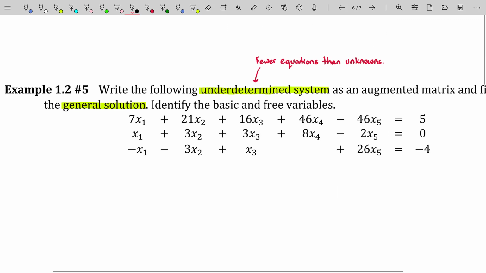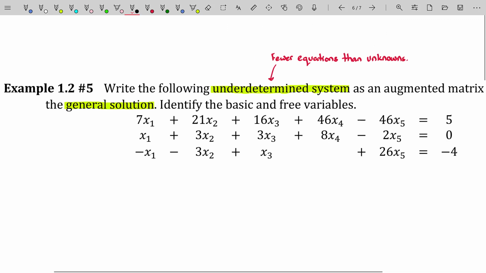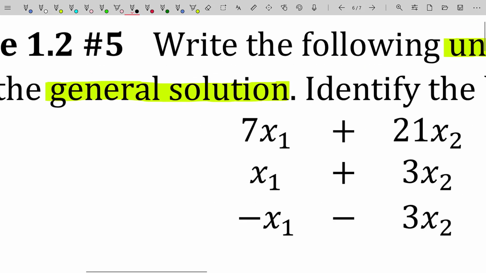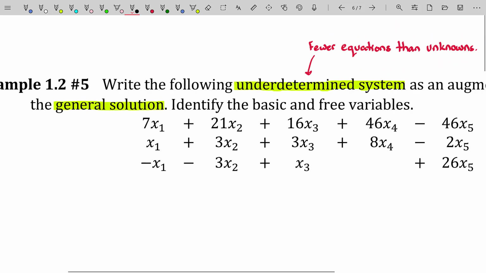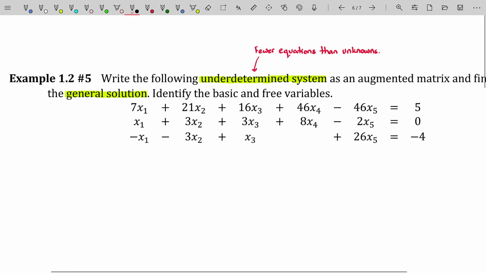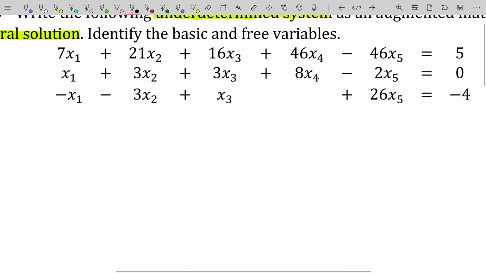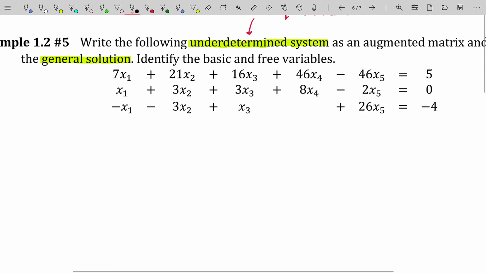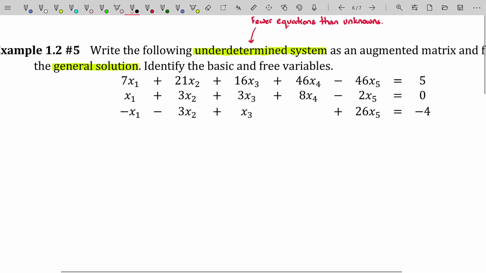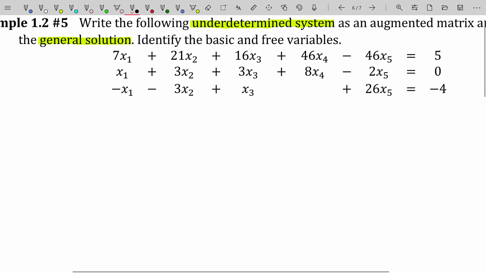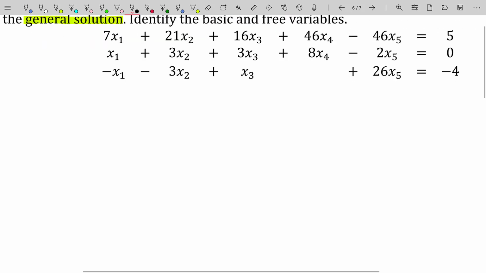So now that we have somewhat of a decent idea of what underdetermined systems are and what the general solution is, it just means write the solution, even though there might be some variables that are allowed to roam around and be free. Let's go ahead and solve this system, and then at the end, write the general solution and also state the basic and free variables. It's actually not too bad.